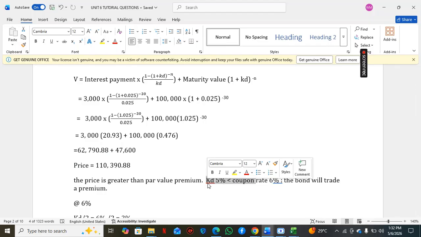So that even before you calculate the value of the bond, you should know by yourself that, okay, this one will be trading at a premium.